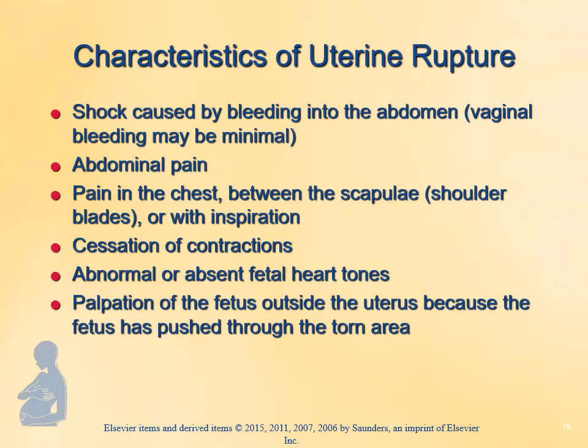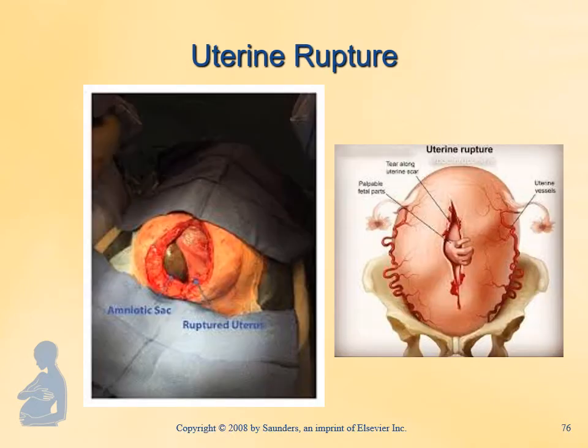Also, if the nurse tries to do a vaginal exam, she may notice that she's no longer able to feel the presenting part of the fetus, because as that uterus opened and ruptured, the fetus can actually migrate through that opening and move away from the cervix. And so when the nurse does an exam, you may not be able to see or feel what's presenting anymore. So these are just some different pictures of a uterine rupture so that you get an idea of what's happening.